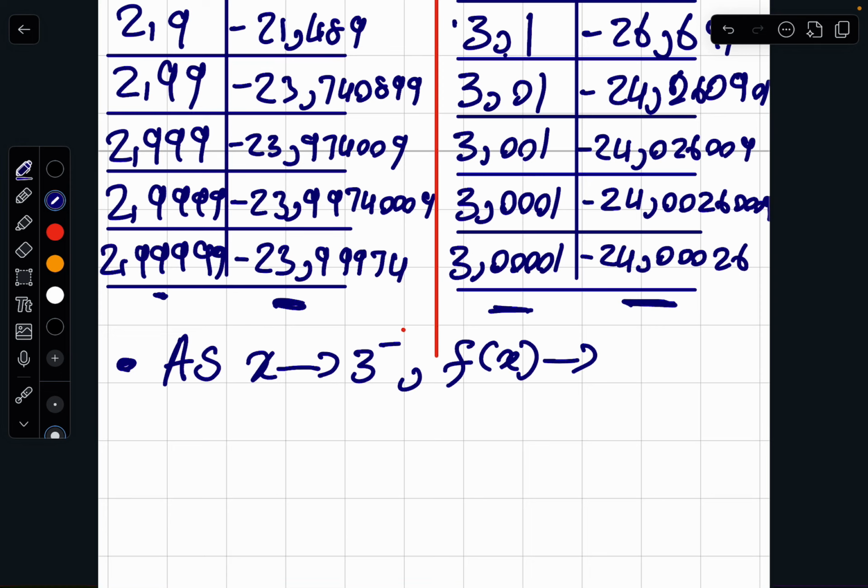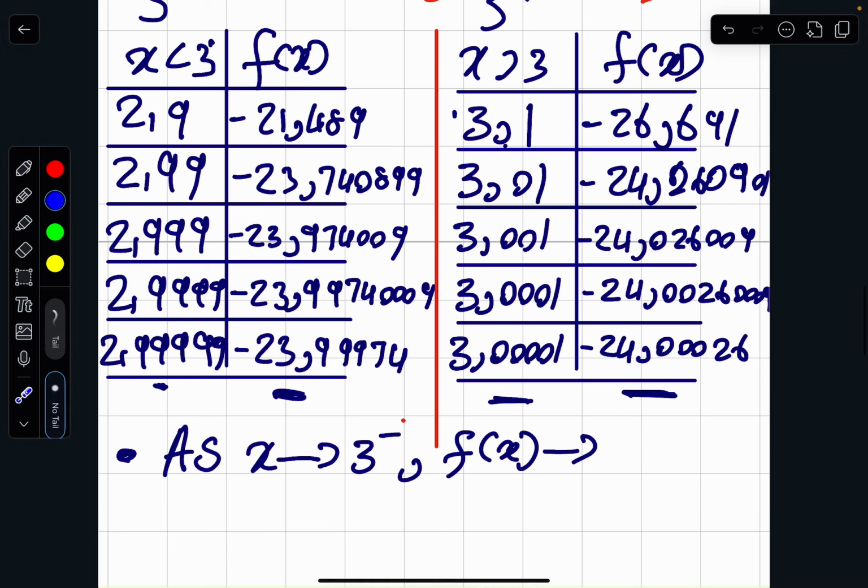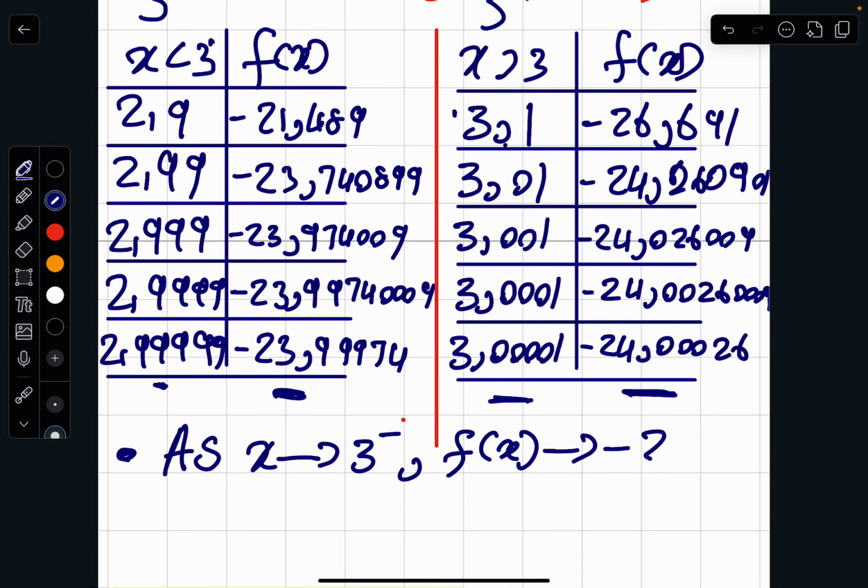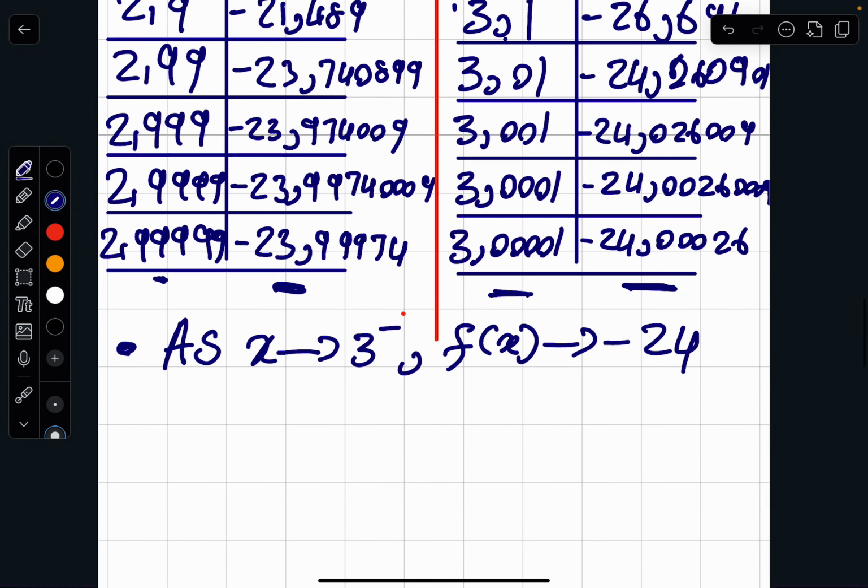It approaches what? If you look at this number, this number here is 21, 23, 23, 23. But if you can see, the 9s are growing, to a point whereby these 9s are going to affect this thing to round it to negative 24. Understand? So this thing is approaching negative 24.